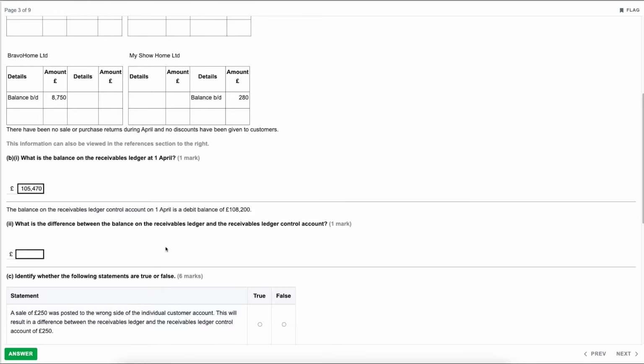Okay, so moving down, the balance on the receivables ledger control account on the 1st of April is a debit balance of £108,200. What is the difference between the balance on the receivables ledger and the receivables ledger control account? So all we need to do is do the difference between the value in part B that we've just worked out and the balance on the receivables ledger control account, which it gives you just here, so this 108,200. And if we do the difference between those two, that gives us an amount of 2,730.